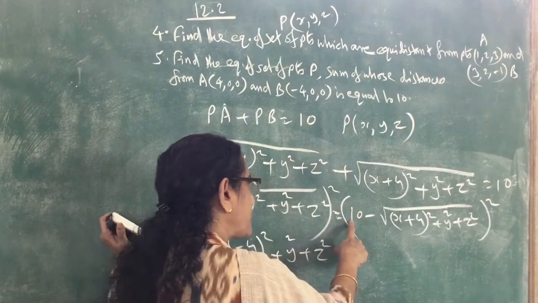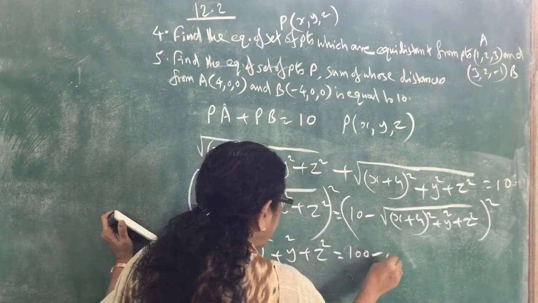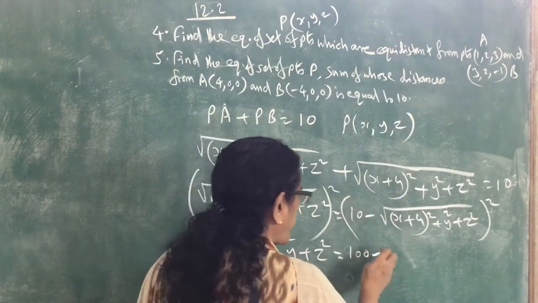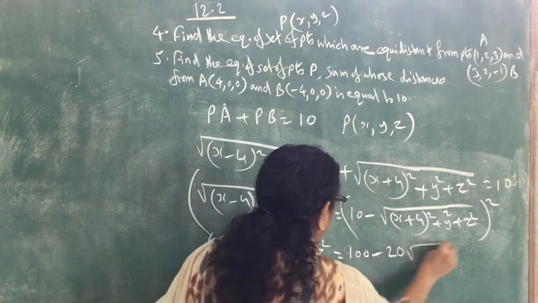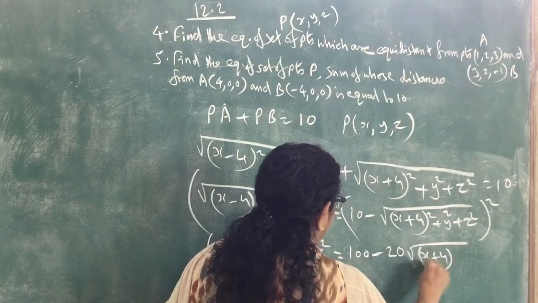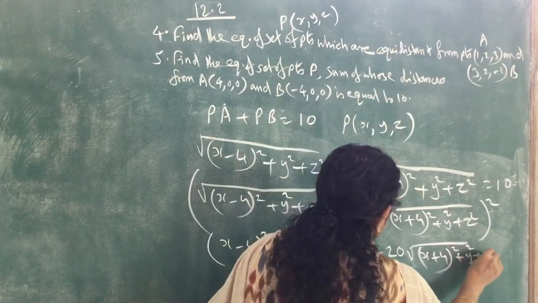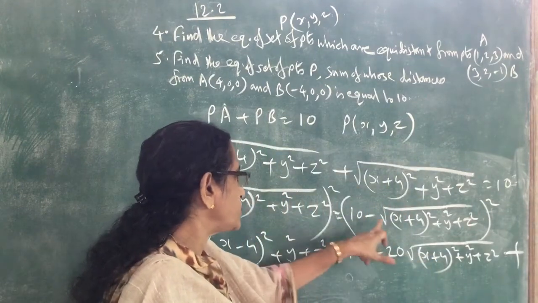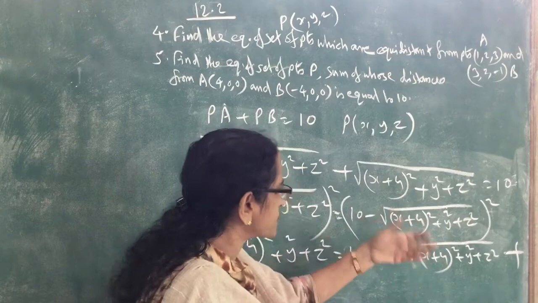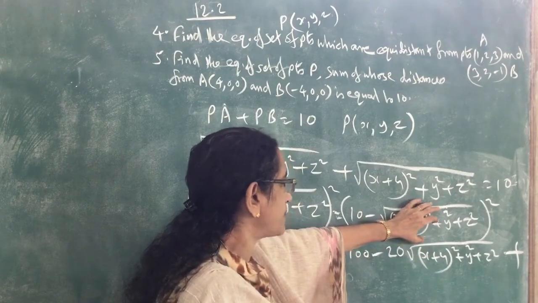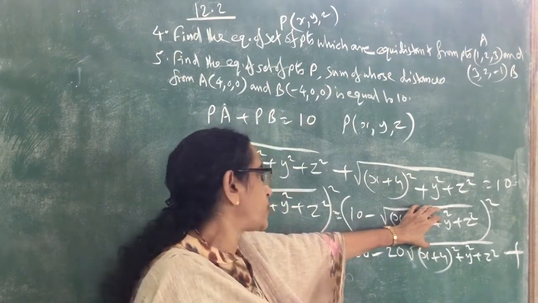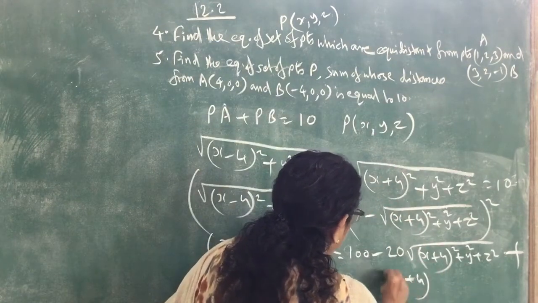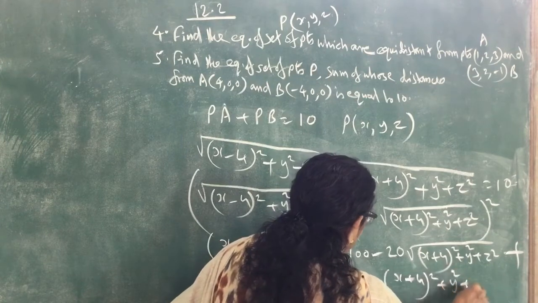So a square means 10 square, 100, minus 2ab, that is 2 into 10 into this term. So 2 into 10 means 20. 20 into root of (x plus 4) whole square plus y square plus z square. Then plus b square. B square means square of this term, so there is no square root; that square root will be removed. Plus, we get (x plus 4) whole square plus y square plus z square.